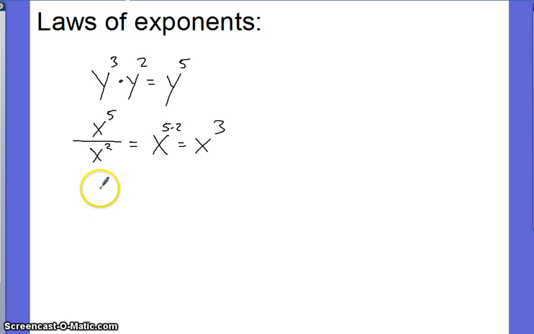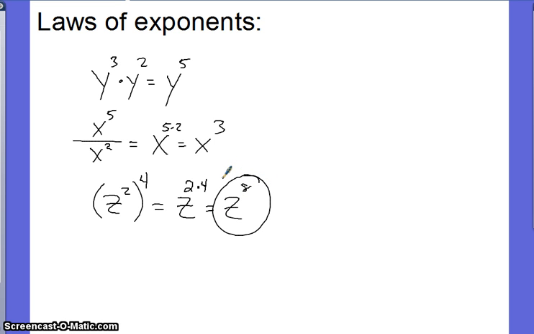When we raise a power to a power, we keep our base and we multiply our exponents. 2 times 4 is 8. We get z to the 8th. Anything to the 0 power is 1. And anything raised to a negative exponent is 1 over, or the reciprocal of, that exponent. So it's 1 over a cubed.